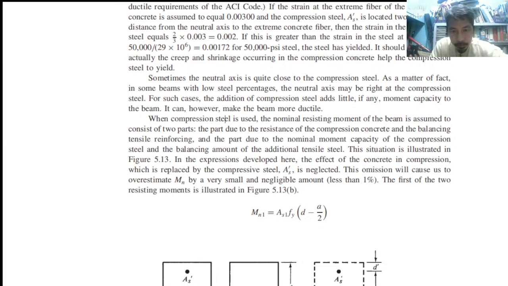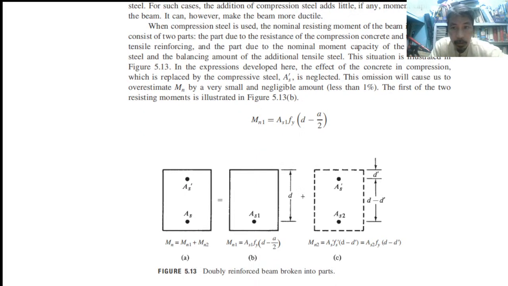Another concept here. When compression steel is used, the nominal resisting moment of the beam is assumed to consist of two parts. The first part is due to the resistance of compression concrete and the balancing tensile reinforcing. So it is a balancing effect on the other side. The second is due to the resistance of the compression steel. So we can compute it separately and add up, then equate to the tension side. Add the contribution of concrete compression and the steel compression, then equal to the tension of steel. This situation is illustrated in this figure.